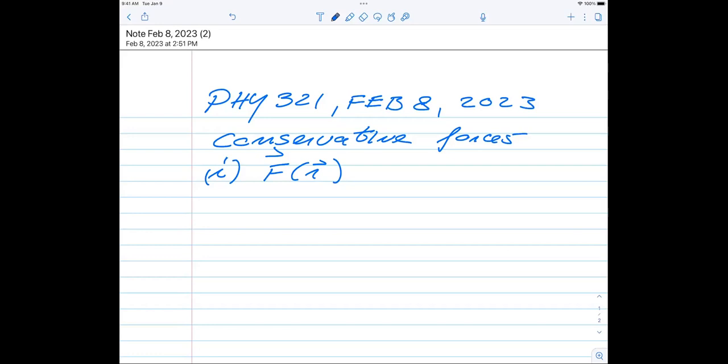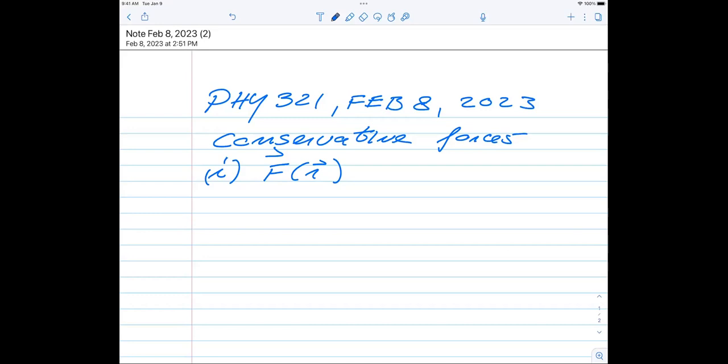So when we're going to prove energy conservation with these forces, then we need to be a little bit careful when we take derivatives because R depends on time. But the force itself does not explicitly depend on time.